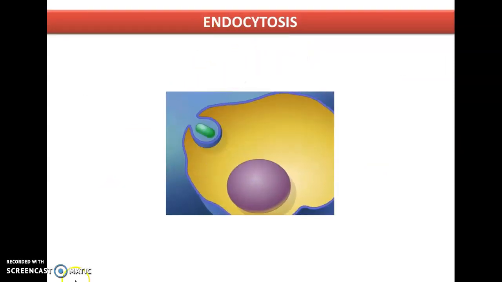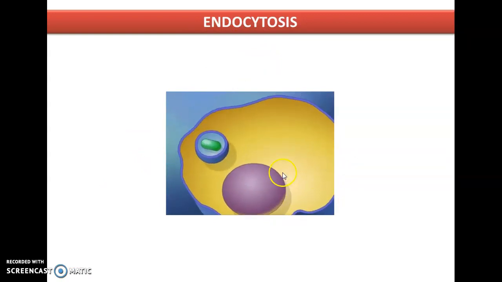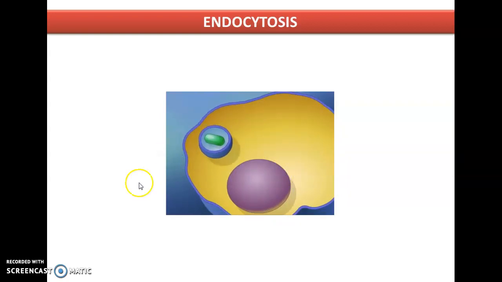Endocytosis. Endocytosis is a cellular process in which the substances are brought into the cell through plasma membrane. The membrane folds over the substance and it is completely enclosed by the membrane. The two main kinds of endocytosis are phagocytosis, which means cell eating, and pinocytosis, which is cell drinking.